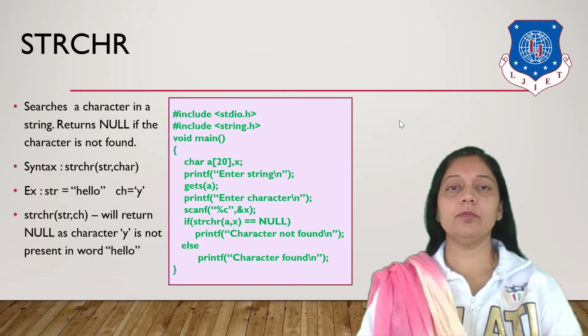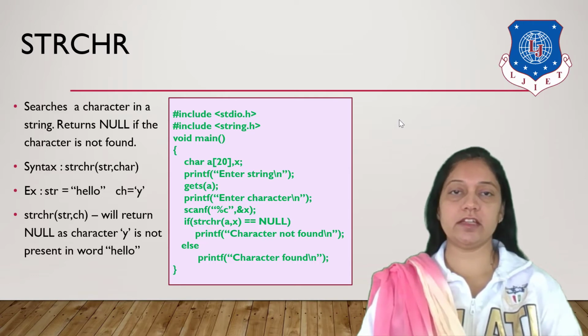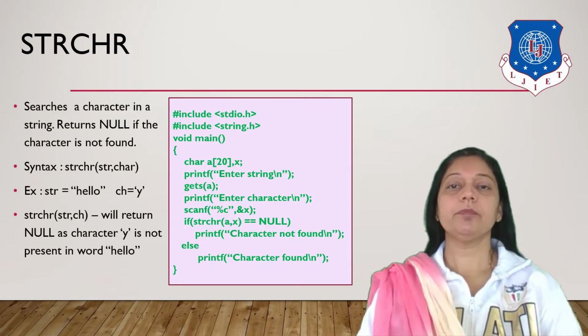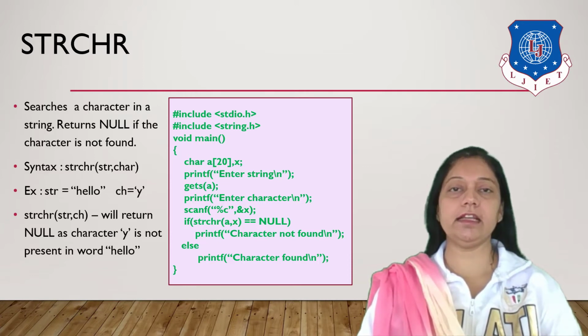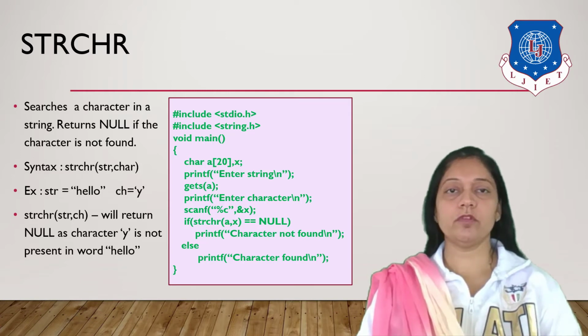Let's see the program of strchr. So first you need to include two files, stdio.h and string.h, as usual. Then do the declaration part. Here I require a string declaration and a character declaration. So I have taken a string A, the size is 20 of character data type, and the next is a variable x in which I am going to store a single character which I want to search in the string A. Now do the initialization of these two variables.